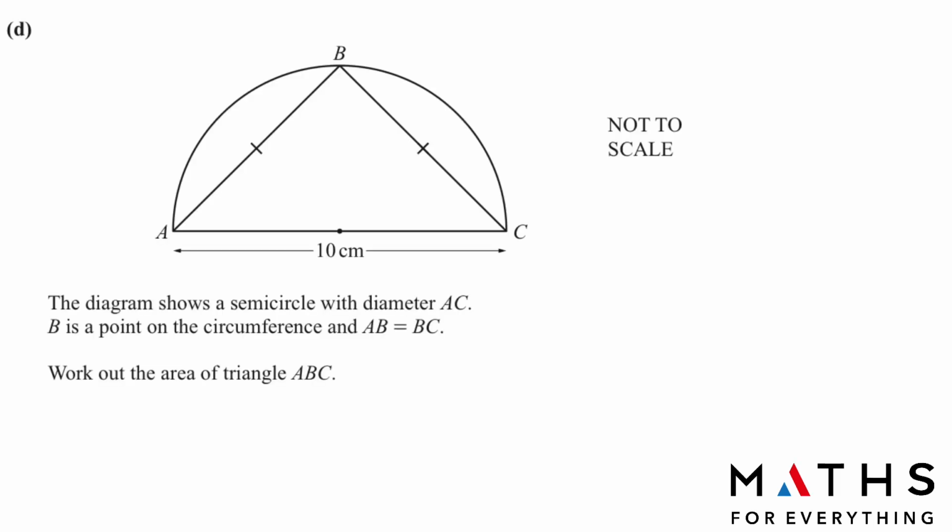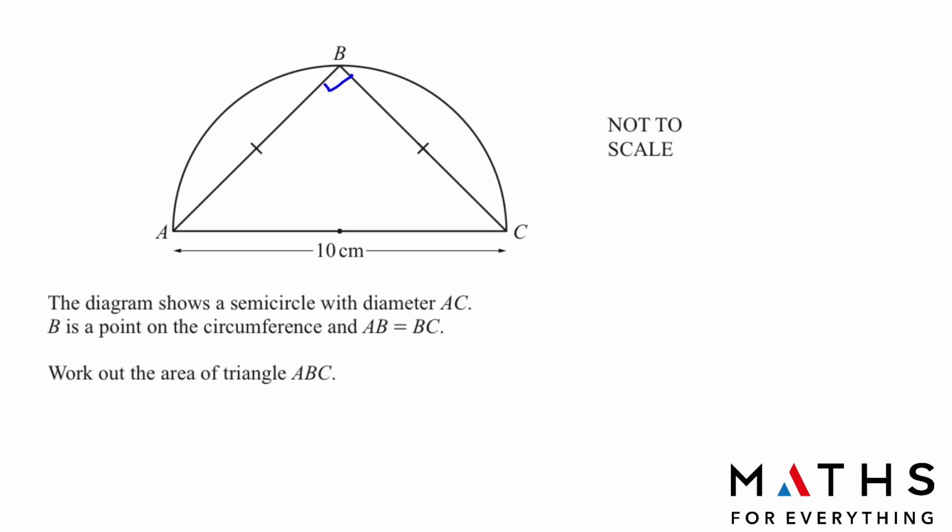Part D. The diagram shows a semicircle with diameter AC. B is a point on the circumference and AB is equal to BC. Work out the area of triangle ABC. We have been given two important pieces of information here, that this is a diameter and the angle B is touching the circumference. So angle in a semicircle equals 90 degrees.